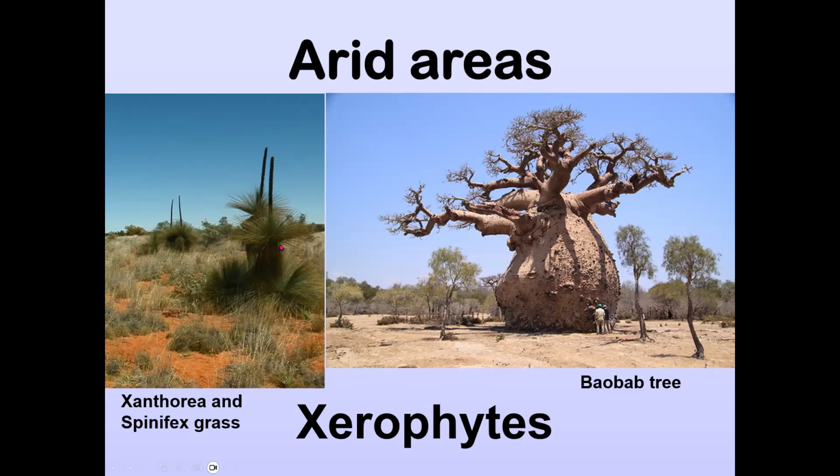Also, the leaves of these, as well as the spinifex grass down here, are very hardy. They have very thick cuticles and they're very, very thin. So there's not much sponginess there at all. They're also very slow growing because there's not enough water.